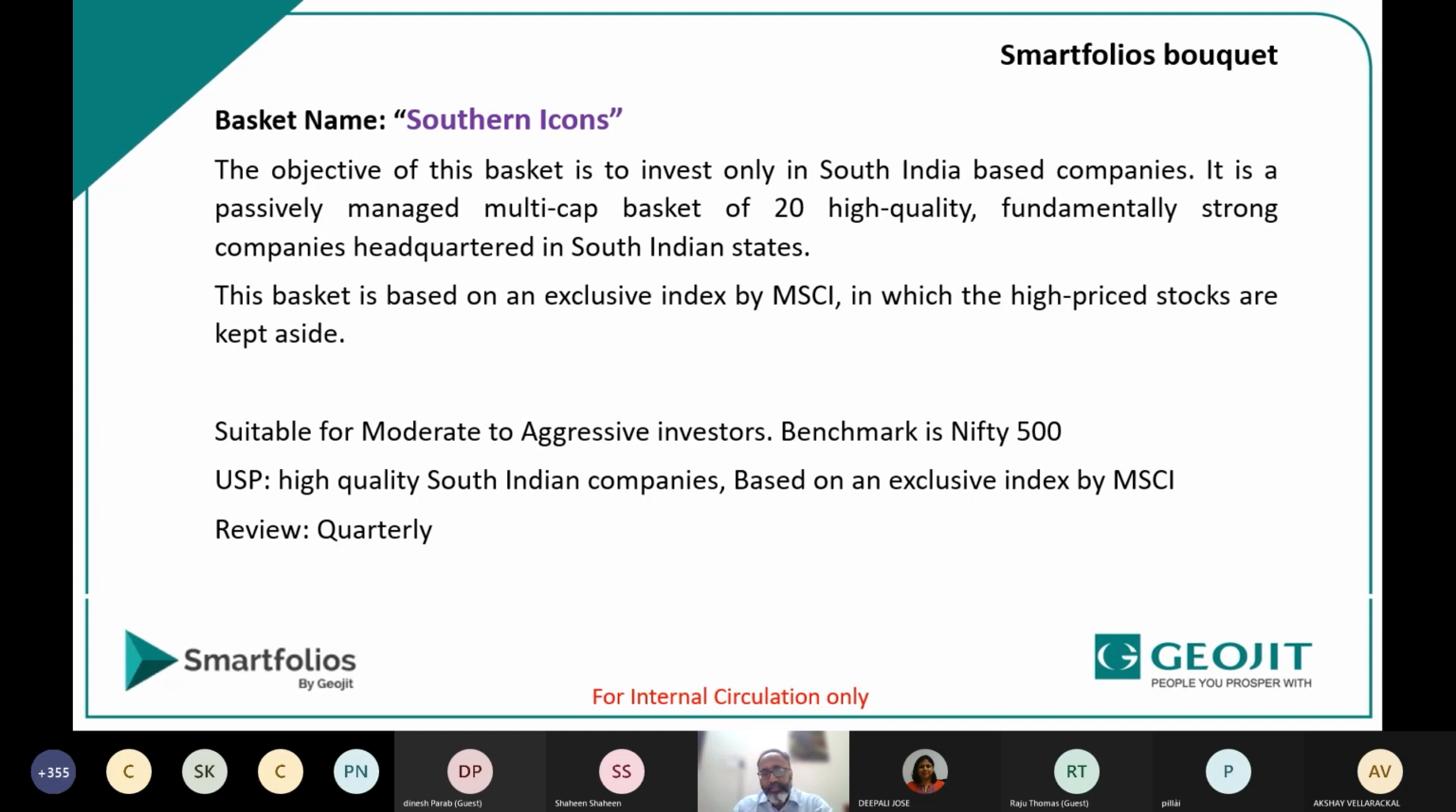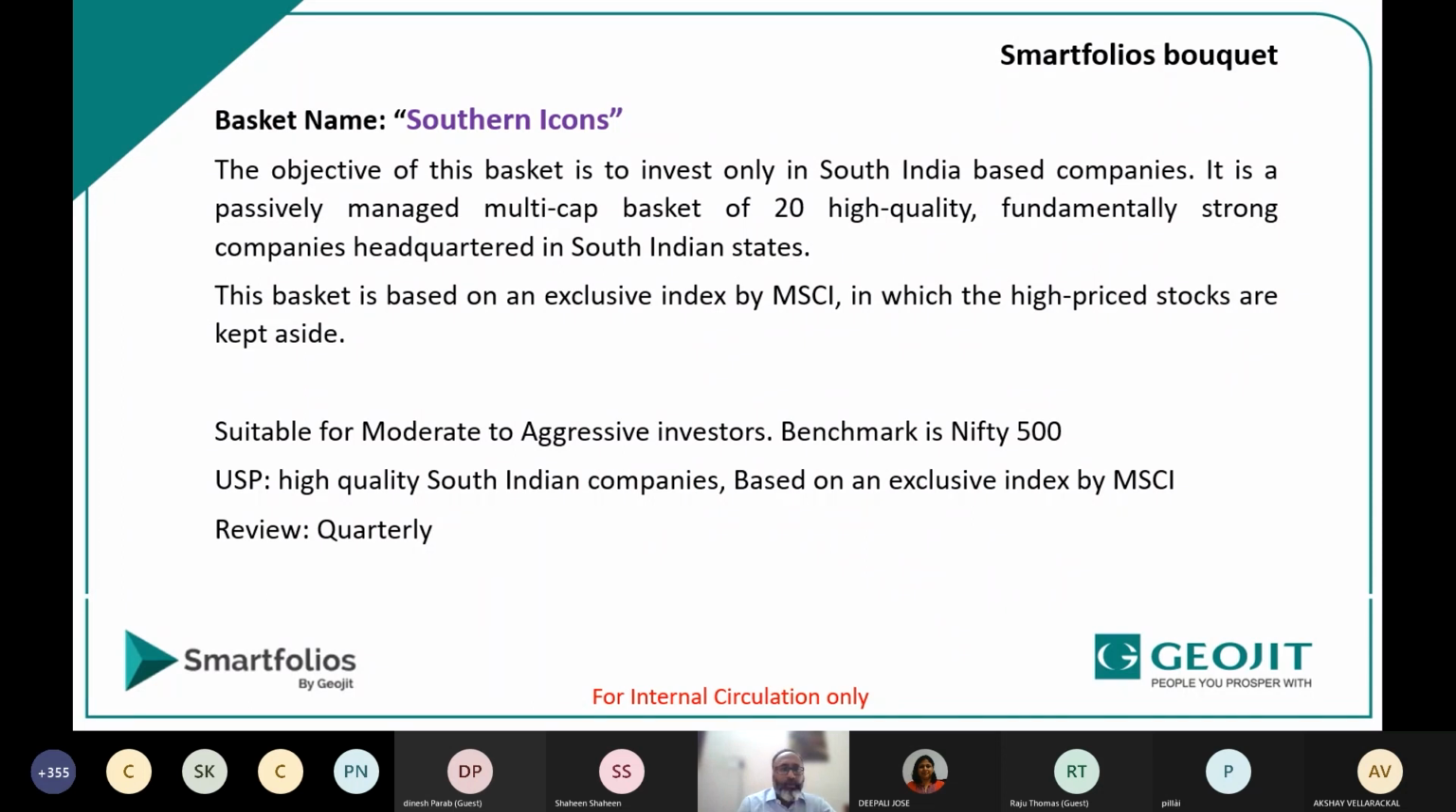Companies that are registered in these southern states only will find a place in this basket. Now, this basket is based on an exclusive index by MSCI, which was earlier the Morgan Stanley Country Index. MSCI publishes an exclusive index for Geojit, which is the top 20 high quality, fundamentally strong southern companies. Now, this basket is purely based on that index by the MSCI.